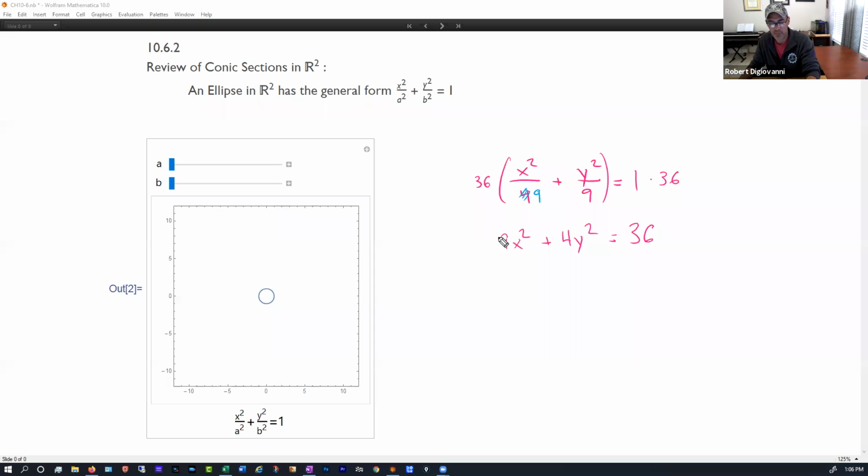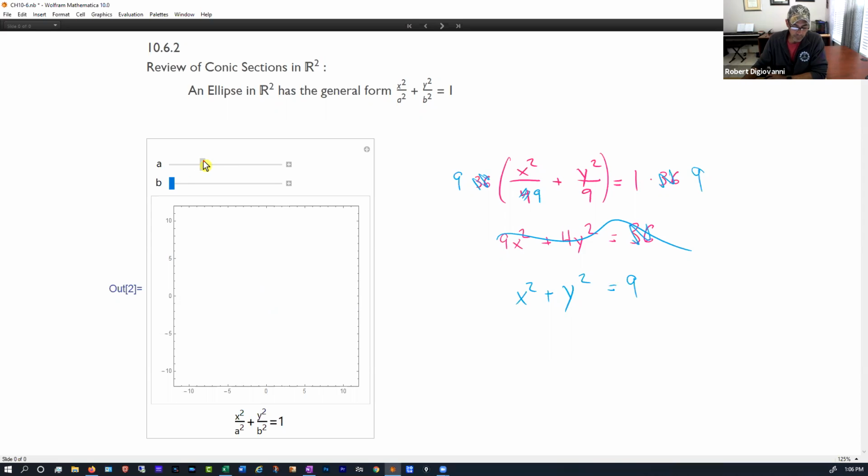Then obviously when I multiply through, I would have multiplied by 9, cleared the fractions out. Clear the fractions out, we get x squared plus y squared equals 9. And then that is a circle. So in the case that A and B are the same numbers, then you get a circle. But if they're different, then you're going to get the ellipse.